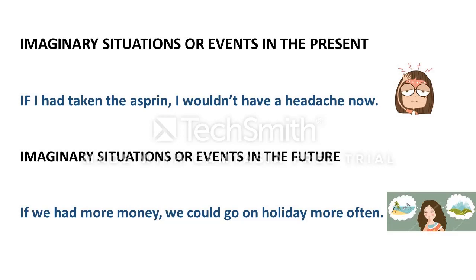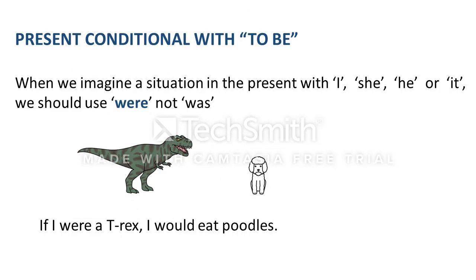If we had more money, we could go on holiday more often. Notice here I'm using could, all right? But it refers to future. Now, is that going to happen? No, because they don't have any money. So once again, that's why it's important to understand that there are always imaginary situations. Now we have in this part, you can see with the use of to be. To be is always a special verb, exceptional, important, okay?